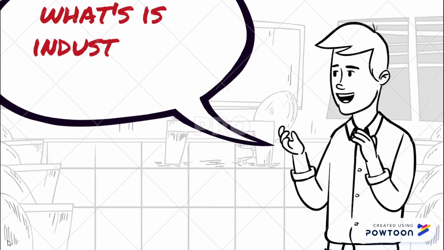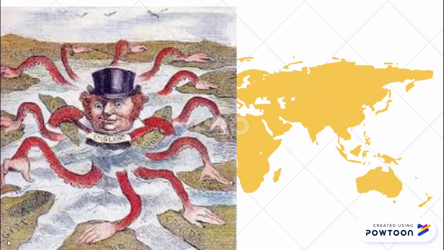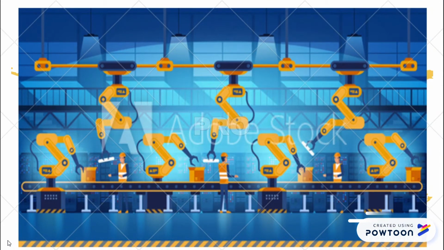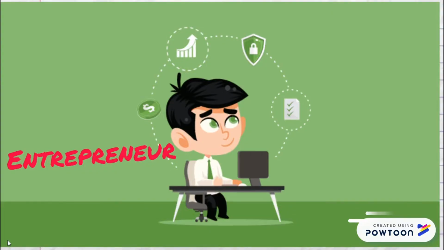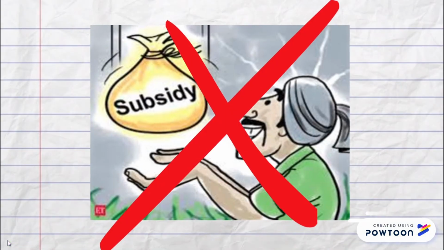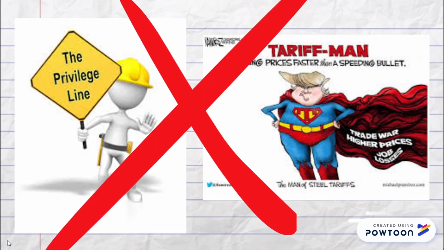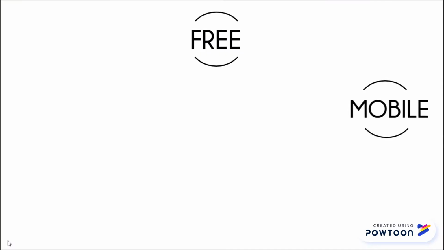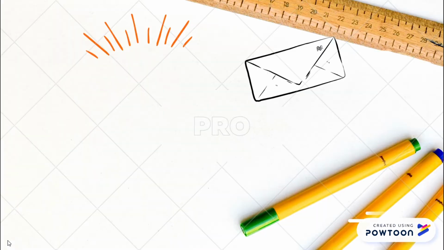What is the Industrial Revolution? In 1776, England, as the most industrially efficient and powerful country in the world, benefited from free international trade. As the entrepreneurs became stronger, they no longer had to rely on government subsidy, monopoly privileges, and tariff protection. A free, mobile, low-paid, and hard-working labor force also emerged.